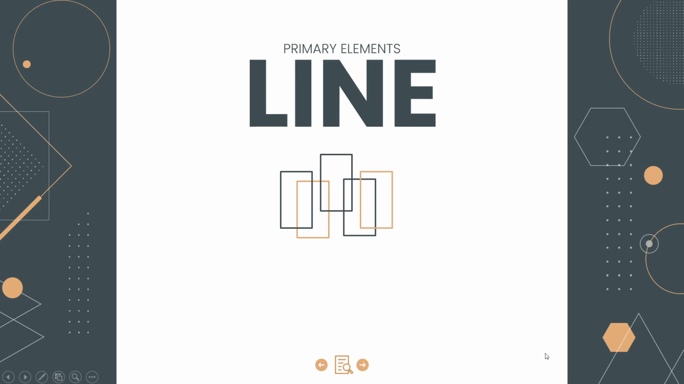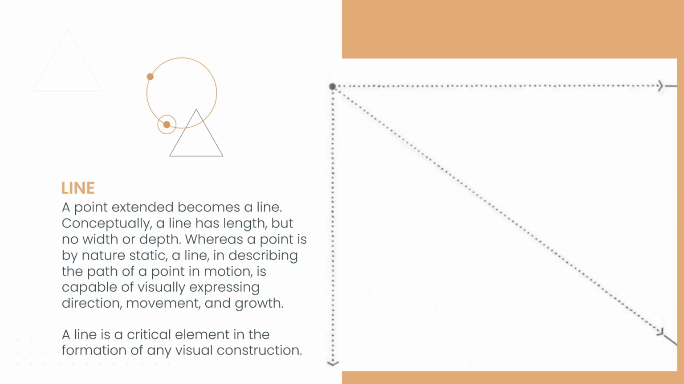Next, we're going to discuss line, the second primary element. So a point extended becomes a line. Conceptually, a line has length, but it has no width or depth. Whereas a point is by nature static, a line, in describing the path of a point in motion, is capable of visually expressing direction, movement, and growth.